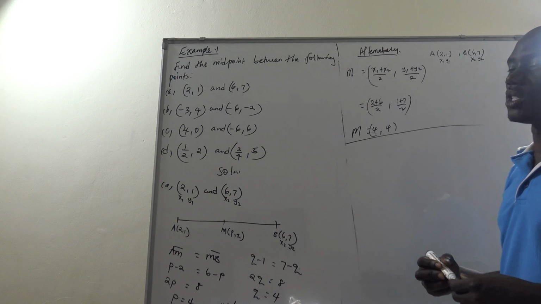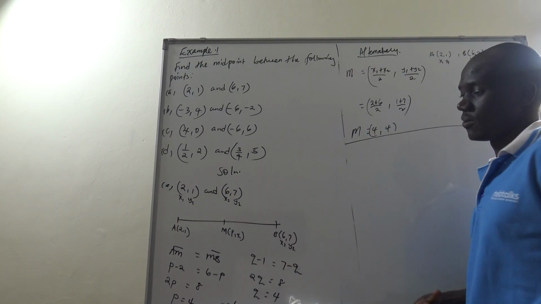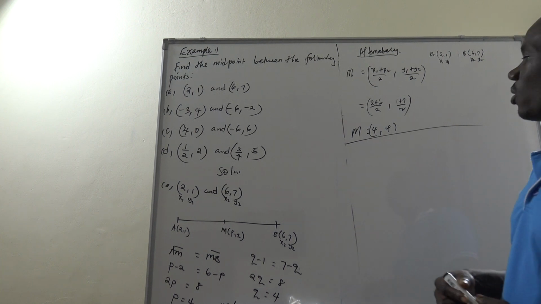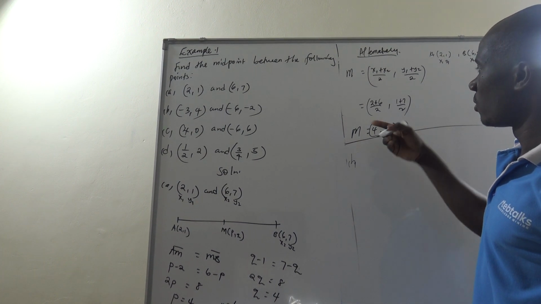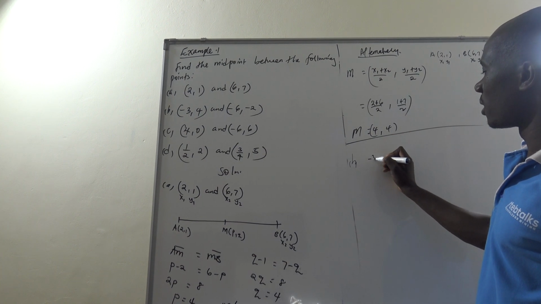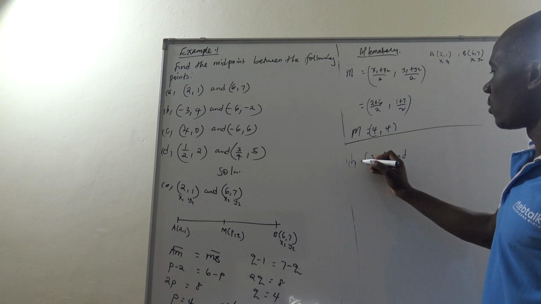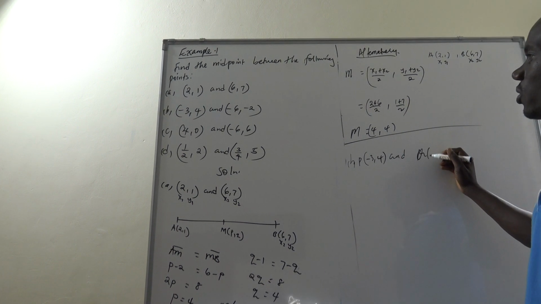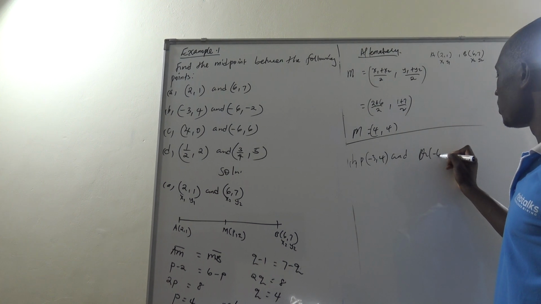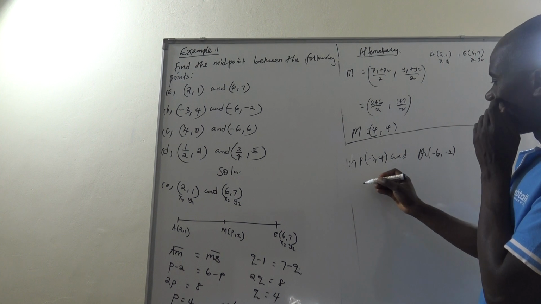So we are going to be using this formula to solve all those ones, because we have proved it from the lengths and come out with what we want. So we can go to part B. I'll be using this formula. Part B, we have (-3, 4), and we can call this point P, and the other one is Q, which is (-6, -2).